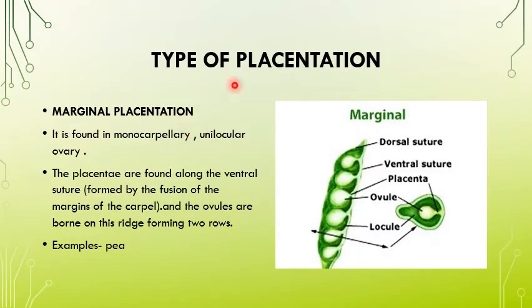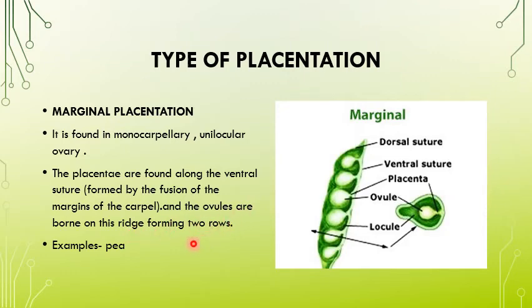So types of placentation. Number one is marginal. It is found in monocarpellary unilocular ovary. Placentae are found along the ventral suture formed by the fusion of margins of the carpel, and the ovules are borne on its ridges forming two rows.